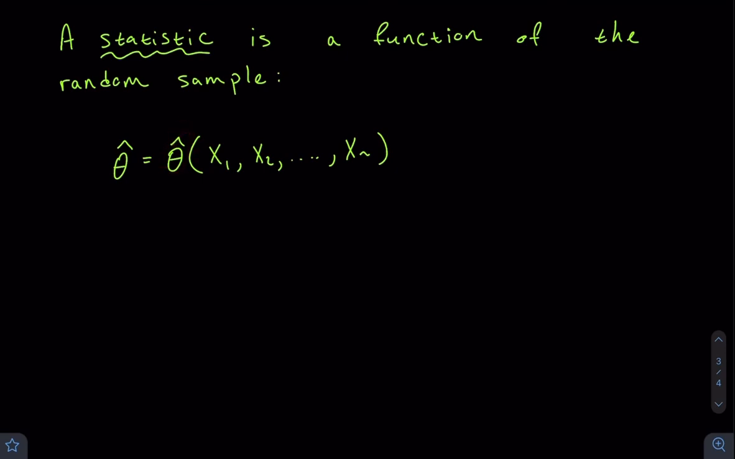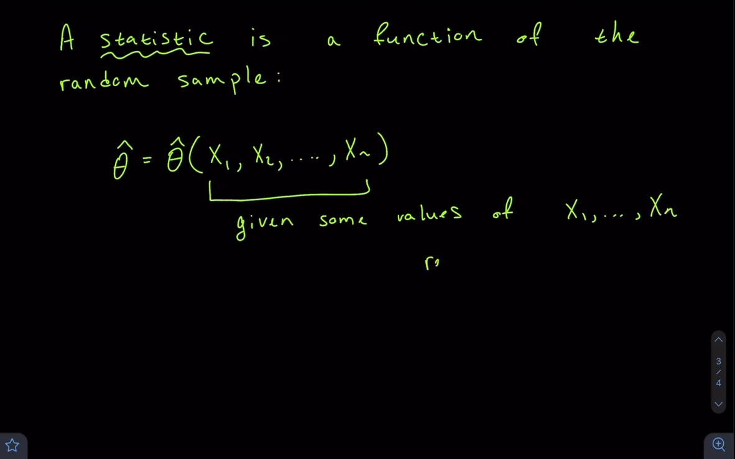And given some values of x1 through xn, which are called the realized values, we can then calculate what the statistic actually equals, what its true realized value is.